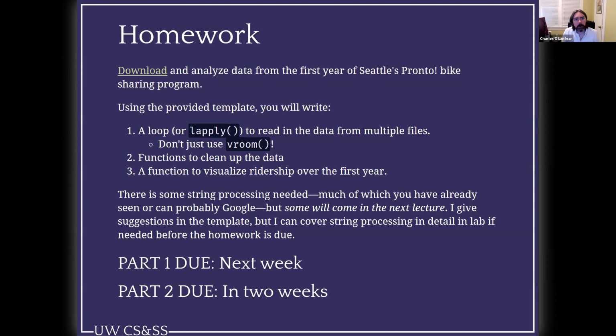Okay, so your homework for this week is to download and analyze data from the first year of Seattle's failed Pronto bike sharing program from some years ago. You have a template that's provided. You're going to write a loop or an lapply to read in the data from multiple files. I don't want you to just use Vroom. You can also if you'd like.